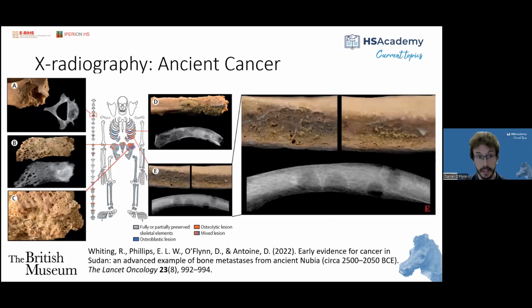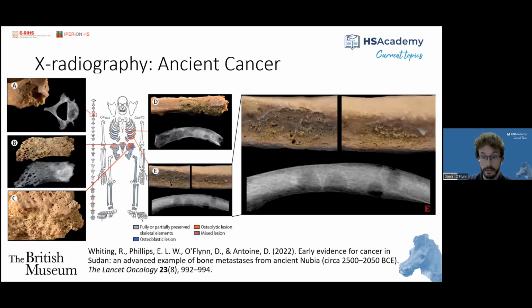This is a study which came out last year on ancient cancer, and this is a collaboration I was involved in, led by my colleagues in the British Museum's Department of Egypt and Sudan. It was an X-ray and visual examination of the skeletal remains of a probable male individual, thought to be over 50 years old at the time of death, discovered in a cemetery in Kerma in the north of present-day Sudan. Only 30% of the skeleton is now preserved.